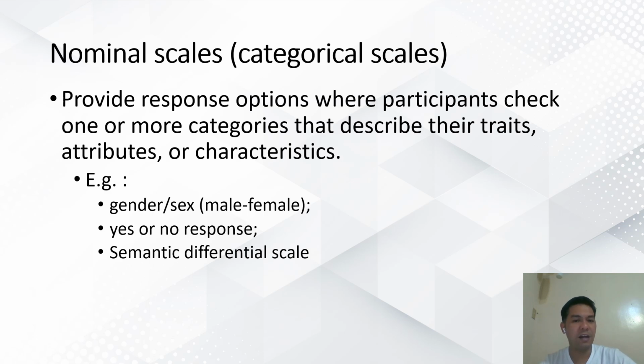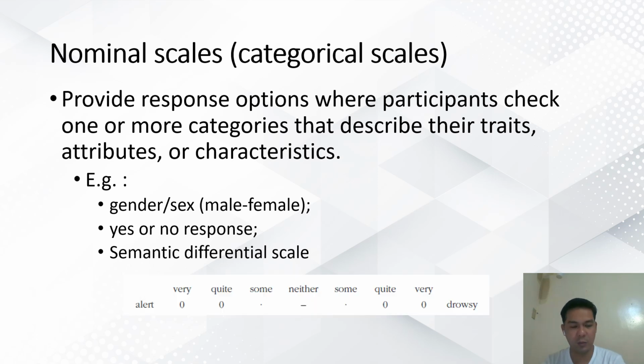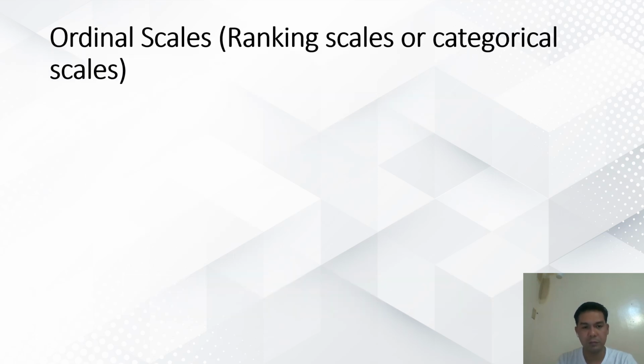So for nominal scales, provide response options where participants check one or more categories that describe their traits, attributes, or characteristics. So like for example, gender, yes or no response, or the semantic differential. No, like for this one, very alert, quite alert, some alert, neither, some drowsy, quite drowsy, very drowsy. It's an example of a semantic differential scales. No, so what we do here is that we just assign a number to a certain category, kaya tinawag siyang nominal scale. Wala talaga siyang actual value.